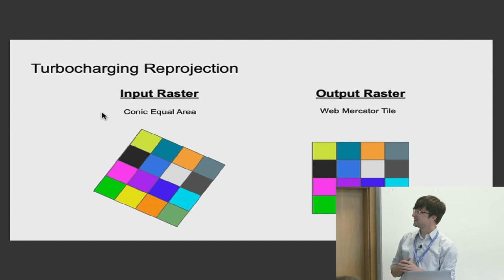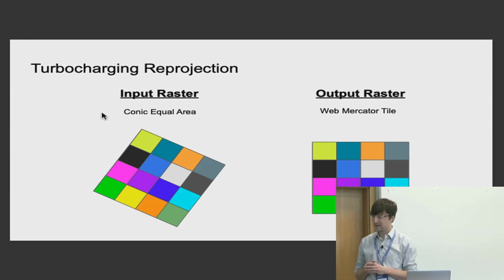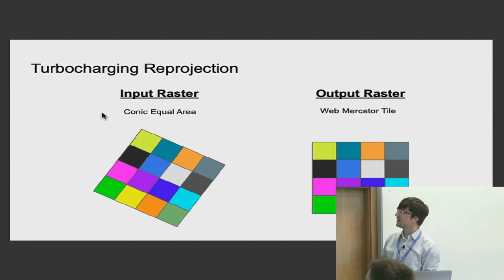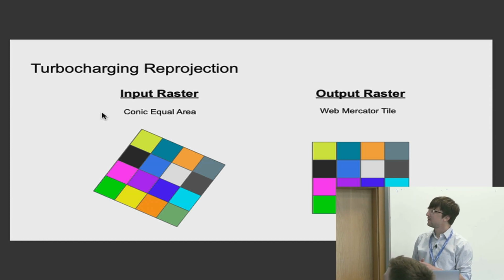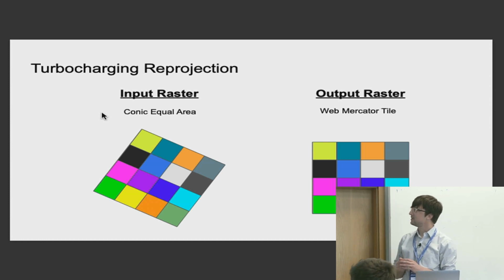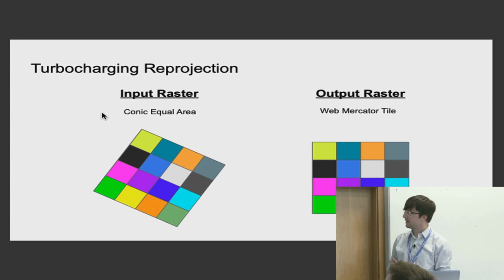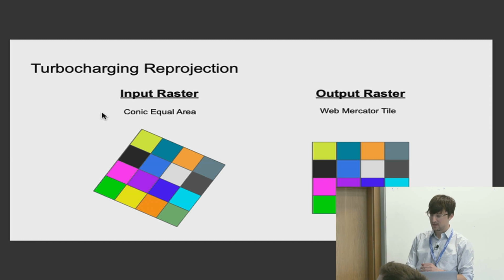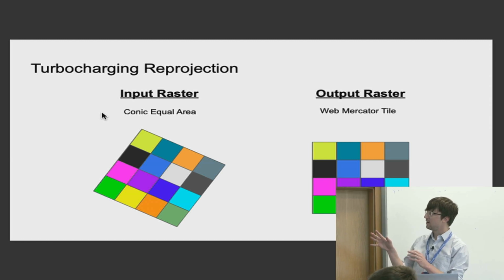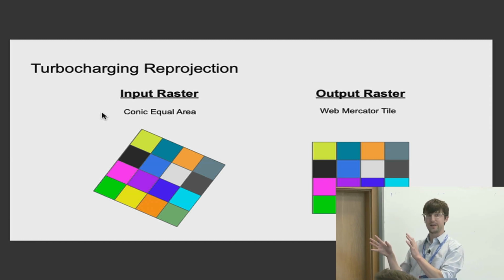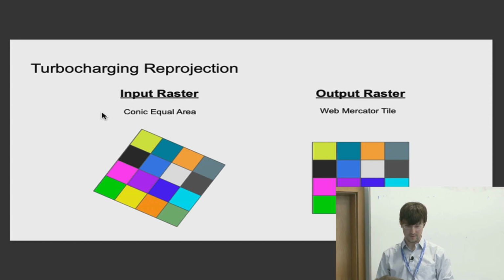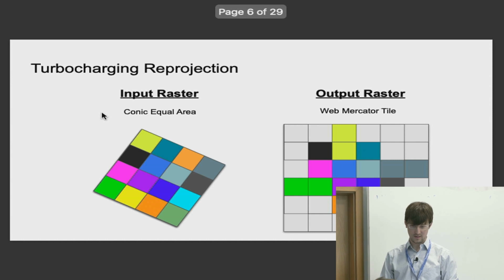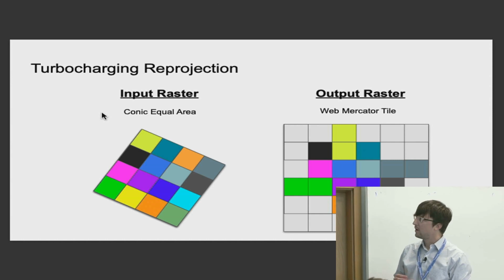Turbocharging reprojection. We have an example here on the left. You see a conic equal area raster. And on the right, that raster has been reprojected to a web Mercator tile. You can see that there's a lot of rotation when you compare the different projections.